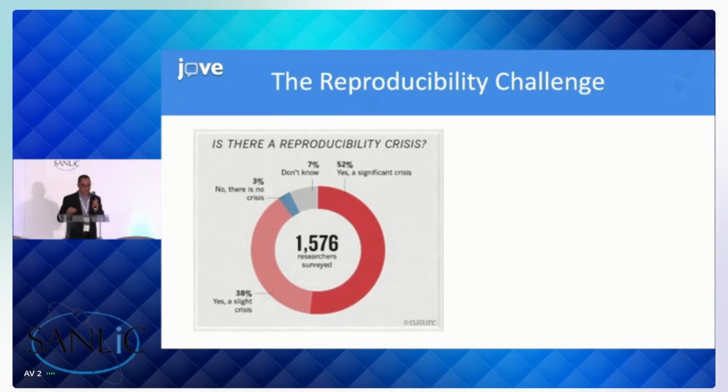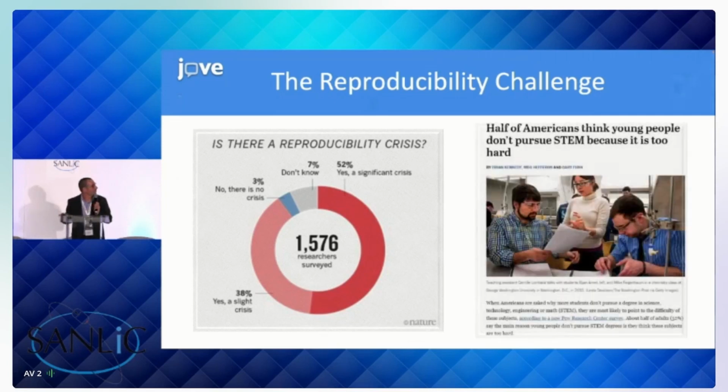According to Nature, 90% of researchers believe that there is a reproducibility crisis in the world. 80% of researchers, including the researchers in your universities, struggle to replicate experiments from text protocols. 50% of researchers cannot replicate their own experiments. This is a huge problem in science today.